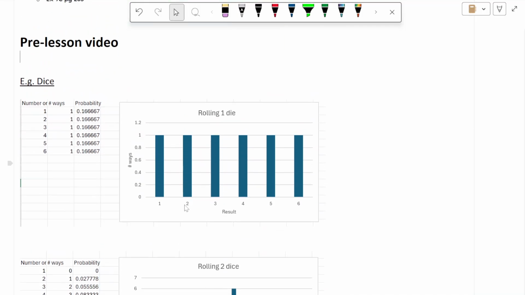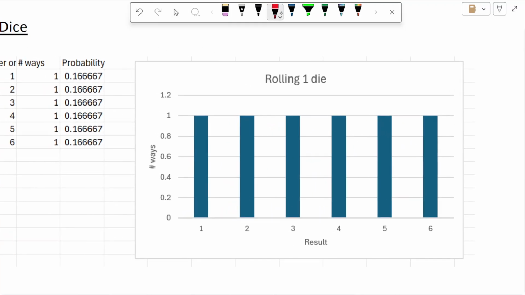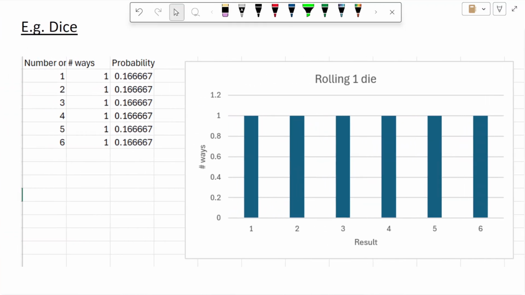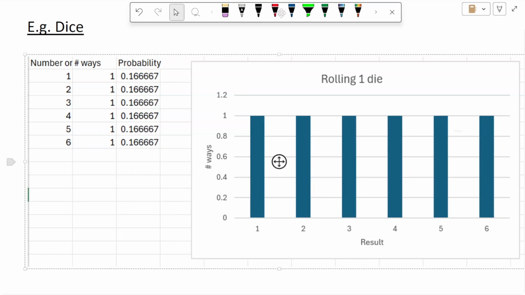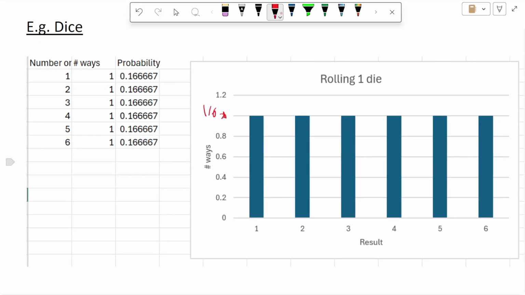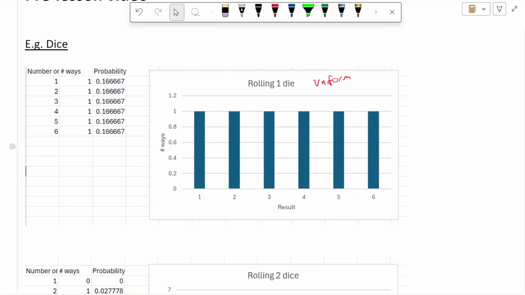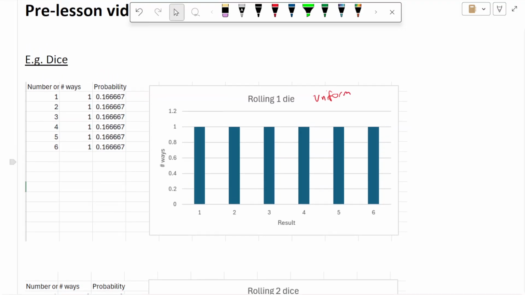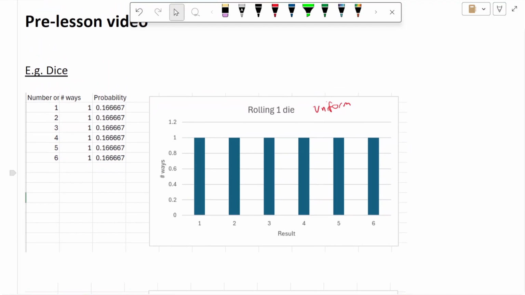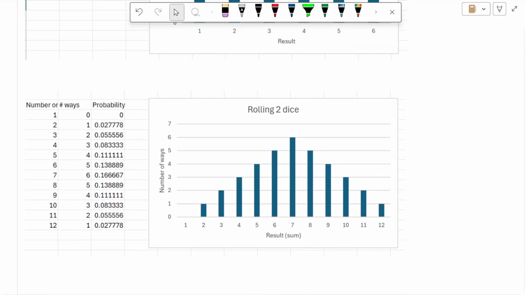Let's roll a die. You can get a 1 through to a 6, and each of which have exactly one way to do that. So if this axis was probability, then that would be like a 1/6 chance of getting each number. This is what we call a uniform distribution. This is not normal. Normal distributions are bell-shaped. This is nowhere near bell-shaped. It's a flat line.